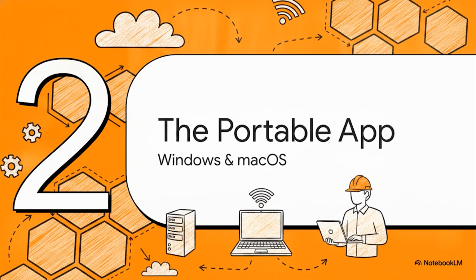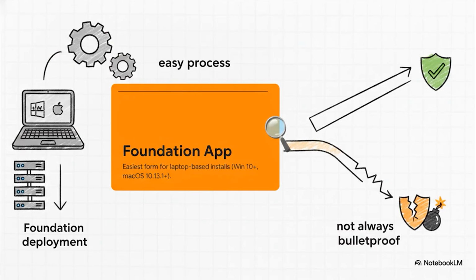Section 2, the portable app. Okay, so the Foundation app for Windows and macOS. This is widely considered the absolute easiest form of Foundation. It really should be your default choice for a quick laptop-based install. If you're running Windows 10 or higher, or macOS 10.13.1 or higher, it's going to be your path of least resistance for getting a standard field deployment off the ground fast.